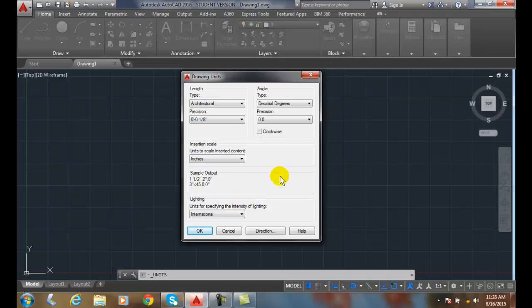So we want to make sure that these 4 boxes are set. And typically these are going to be what we'll use for both architecture and mechanical. Architecture will typically be architectural with 1/8 inch. Mechanical we'll go with decimal, and depending on what we're building, if it's in a machine shop, 3 decimal places. Sometimes it might be less, 2 decimal places if we're cutting it with our hand saw and our skill saw. All right, and then when we're done, we hit OK.